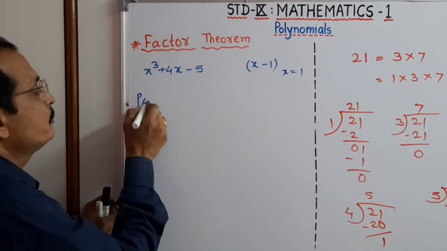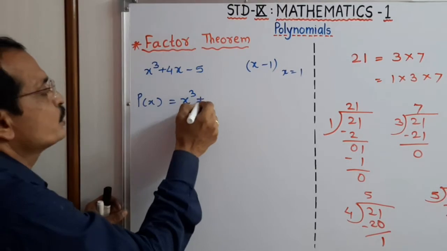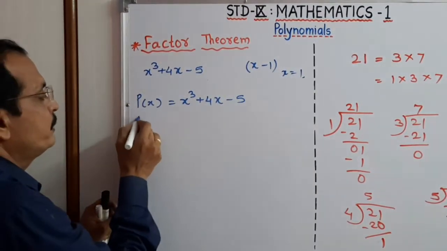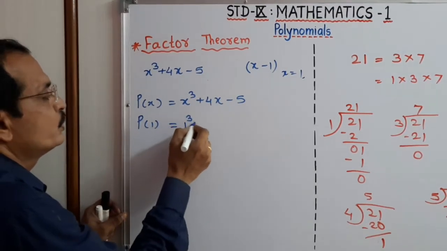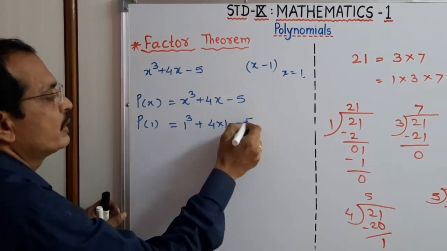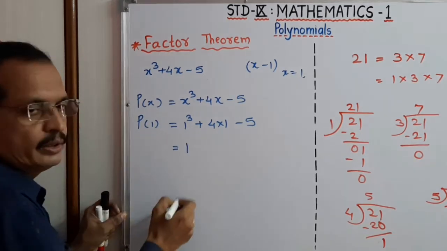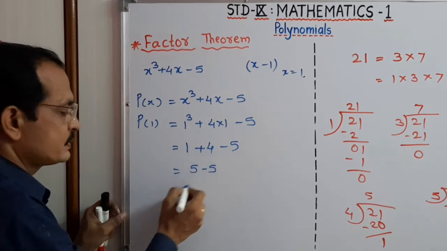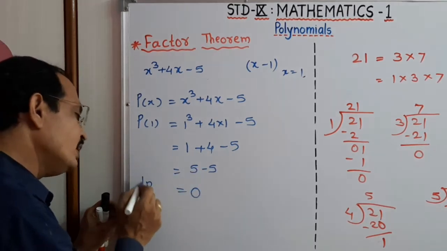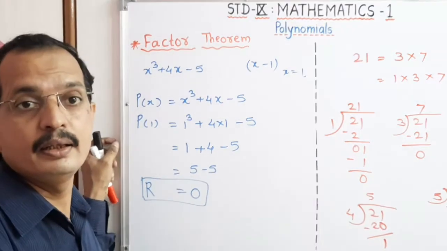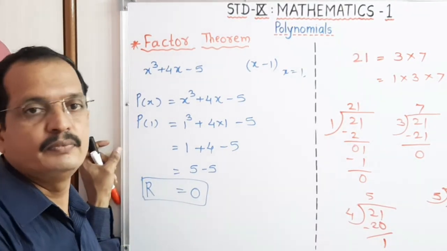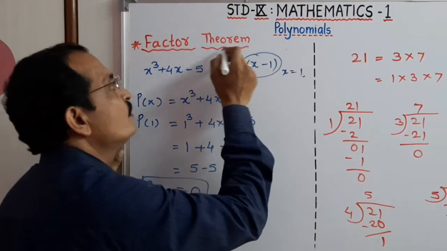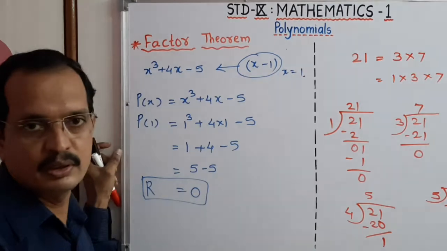See, dear student, p(x) is equal to x cube plus 4x minus 5. Now p(1) is equal to 1 cube plus 4 into 1 minus 5. Cube of 1 is 1, plus 4 ones are 4, minus 5. It is 5 minus 5 is equal to 0. Dear student, the remainder is 0 by the remainder theorem. Now, dear student, the remainder is 0. Then we say that x minus 1 is a factor of this polynomial.